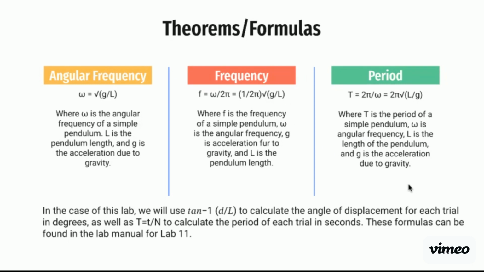For the case of this lab, we will use this calculation right here for tangent to calculate the angle of displacement for each trial in degrees. And we will use the time divided by the oscillations to calculate the period of each trial in seconds.